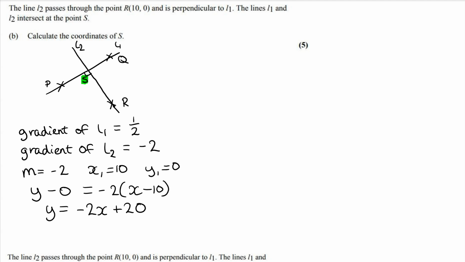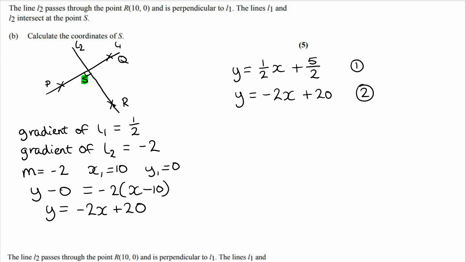So next thing is to find out where they meet. So I've got y equals half x plus 5 over 2. That's the equation of L1. And I've got the equation that I just found there, y equals minus 2x plus 20. So we're going to solve these simultaneously, and later we will look at simultaneous equations in a bit more detail, but linear simultaneous equations hopefully is something you can do from before.